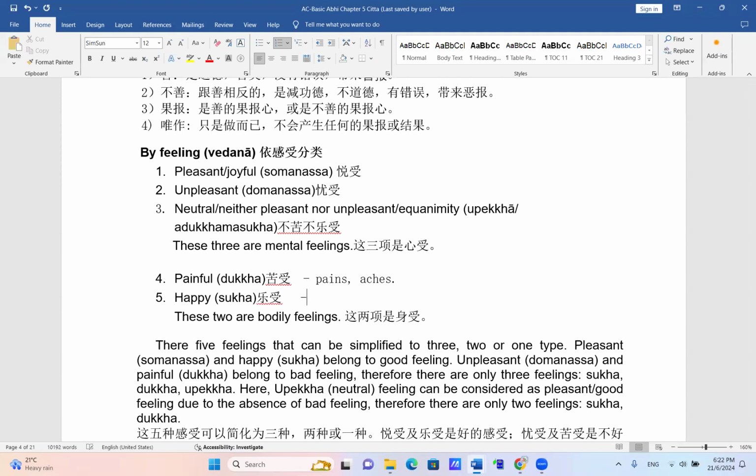But when you note that your body feels comfortable, maybe due to the aircon, this is called happy feeling, sukha. And for example, when you hear good news, you will have joyful feeling. When you hear bad news, you get domanassa, unpleasant feeling. And when, for example, you are noting your breathing, at that time it is just a normal feeling, all right? Not happy, not sad, nothing.